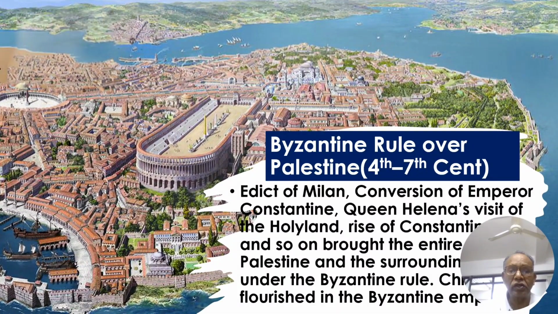Byzantine rule over Palestine, 4th century onwards. Edict of Milan, then conversion of Emperor Constantine, and Queen Helena's visit to the Holy Land, and the rise of Constantinople as a new city, and so on, brought the entire area and the Palestine and the surrounding places under the Byzantine rule. Christianity flourished in this Byzantine period under the Byzantine emperors.